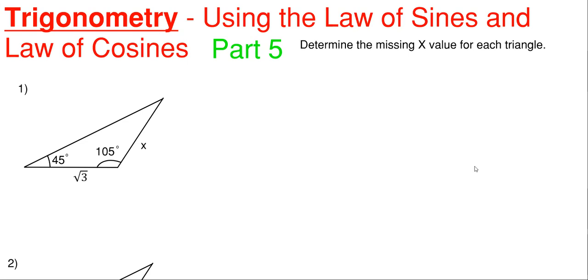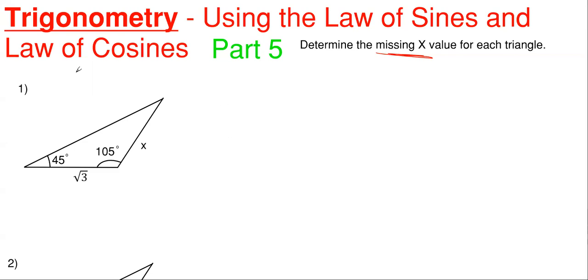So in today's video, we're going to be covering trigonometry and looking at how to use the law of sines and law of cosines to find either missing sides or missing angles for triangles. This will be the fifth part in this particular series. We are tasked with determining the missing value of x for our triangles here. We're only going to have two triangles to do.